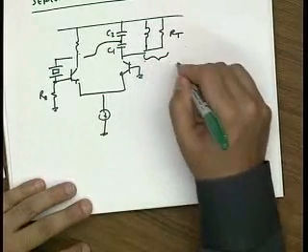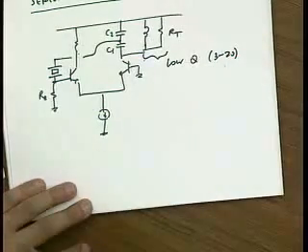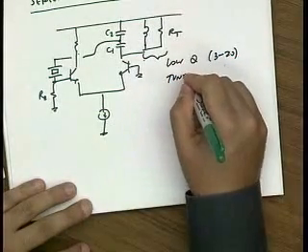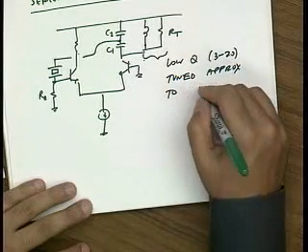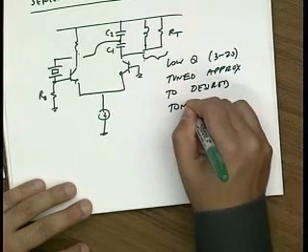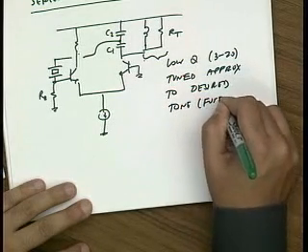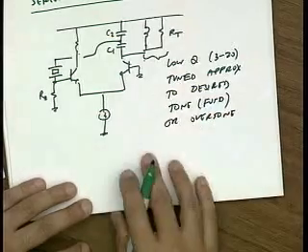So this tank here is low Q. Maybe it's between 3 and 20, and it's tuned only approximately to the desired tone, which could be the fundamental, or an overtone. Okay?